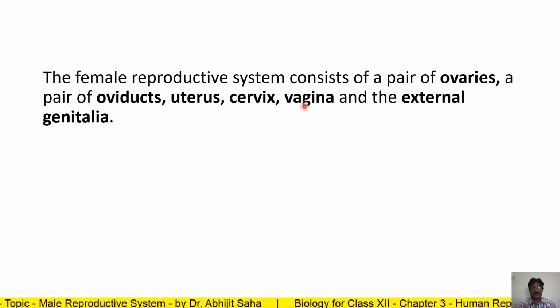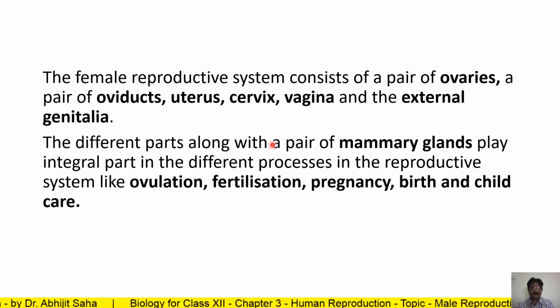The female reproductive system consists of a pair of ovaries, a pair of oviducts, uterus, cervix, vagina, and the external genitalia. The different parts, along with the pair of mammary glands, play an integral part in the different processes in the reproductive system, like ovulation, fertilization, pregnancy, birth, and childcare.